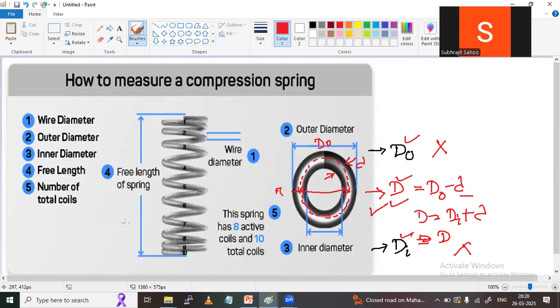Now, sir, what is the next important point here? This is a compression spring. That means this spring will be loaded like this. Load will act like this, right? Now, before load, what is the length? It is visible. This length is called free length. And when it is loaded, the spring will be squeezed, compressed. I will show you the diagram also, don't worry.